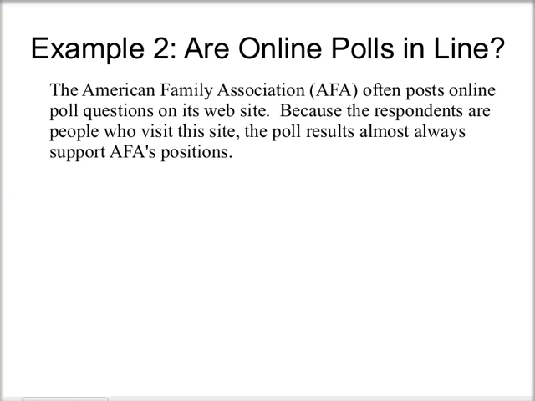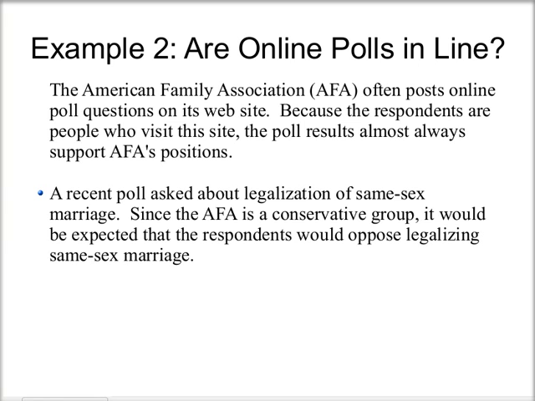Let's look at another example of online polls. The American Family Association often posts online poll questions on its website. Because the respondents are people who visit this site, the poll results almost always support AFA's positions. So the visitors to the website are conservative, and we expect to see a conservative bias in their polls. A recent poll asks about legalization of same-sex marriage. Since the AFA is a conservative group, it would be expected that the respondents would oppose legalizing same-sex marriage.